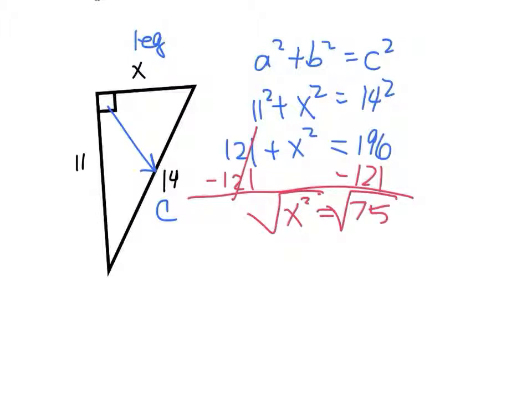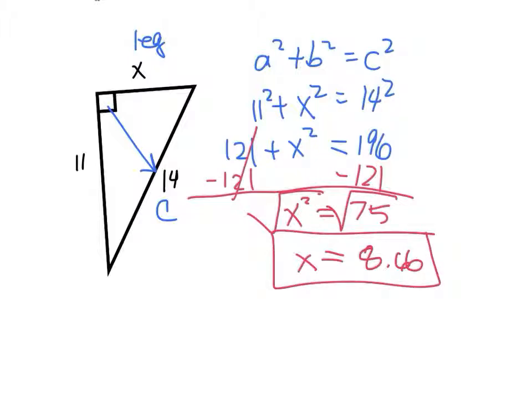we'll get that the length of x is equal to the square root of 75, which is approximately 8.66. So that's our answer. That's the length of this missing side is 8.66.